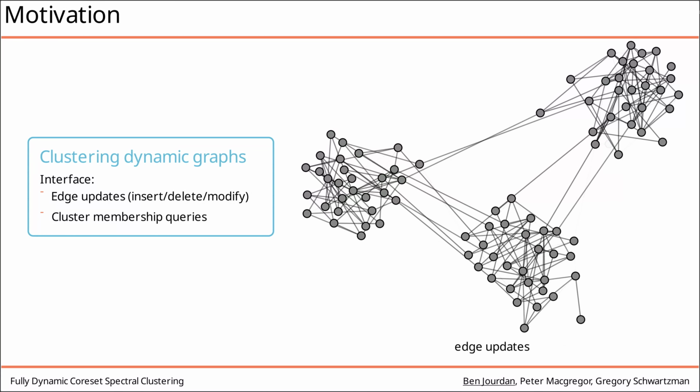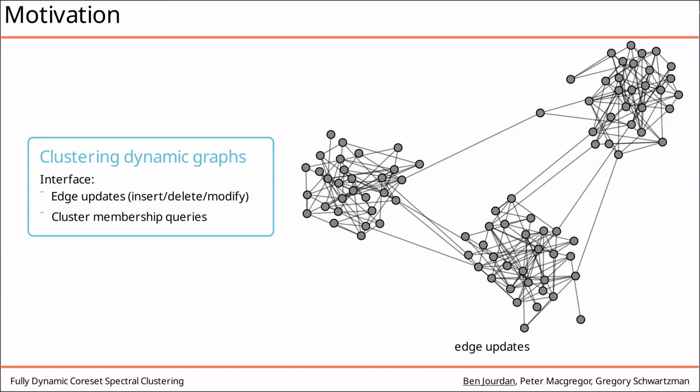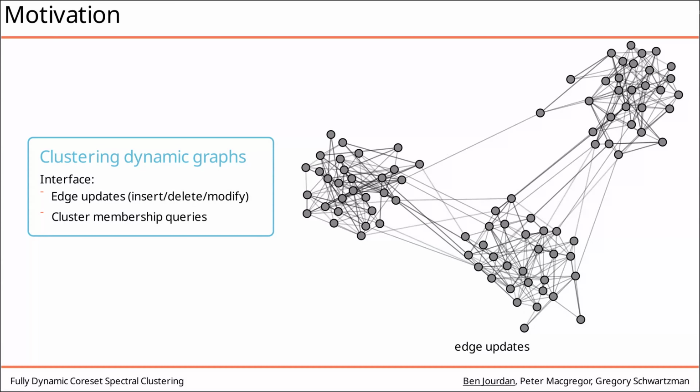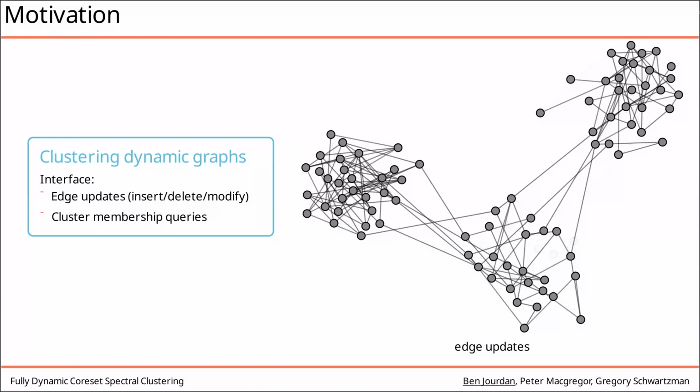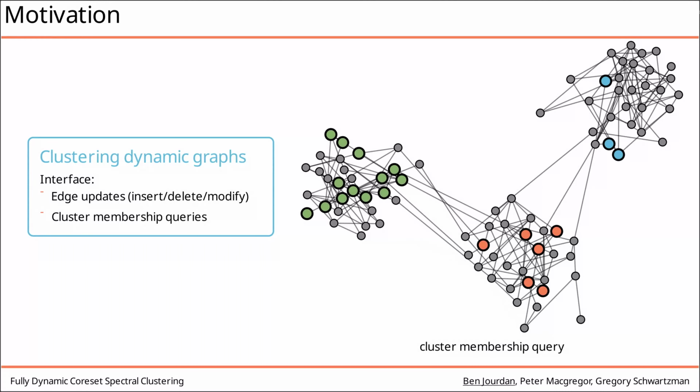In the dynamic setting, our job is to respond to cluster membership queries while handling graph updates. When we say cluster, we mean a collection of nodes that are tightly connected to themselves while being weakly connected to the rest of the graph. We model this problem using an interface that supports edge updates and cluster membership queries. Node deletions naturally occur when nodes lose all of their edges.